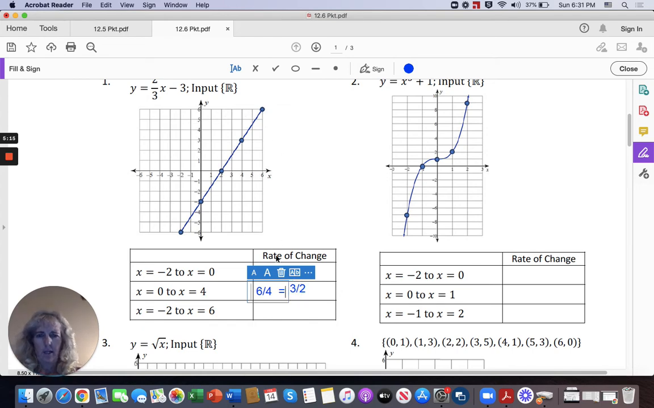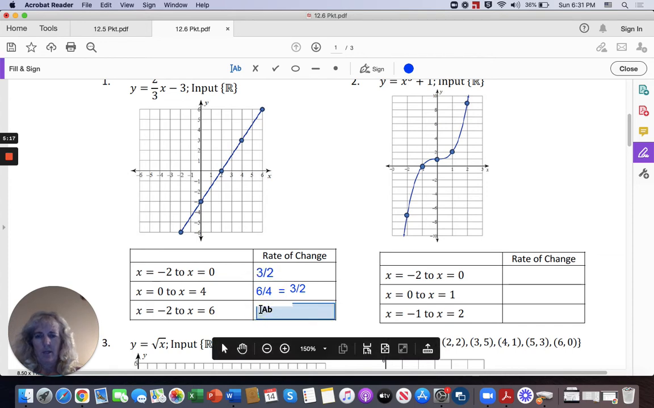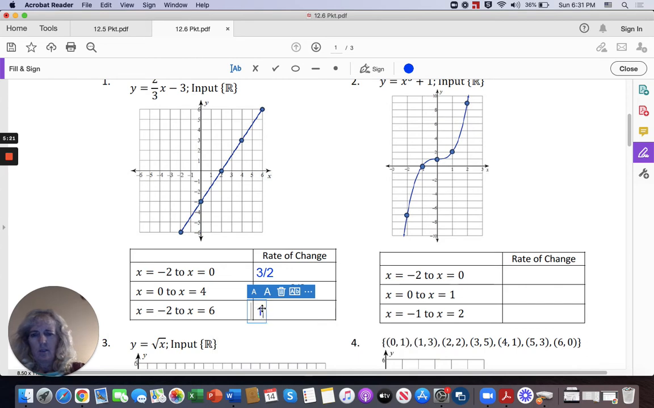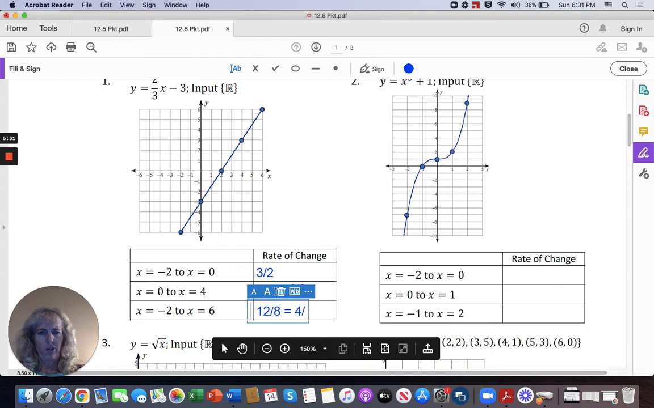Oops. Let me put a new one here. 12 divided by, or 12 over 8, which also simplifies. 4 goes into each to 4 thirds. No, not 4 thirds, sorry. 3 halves. Because 4 goes into 12 3 times, 4 goes into 8 2 times, so it's 3 halves.